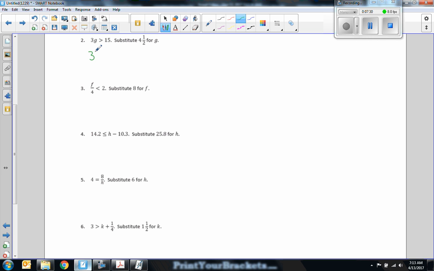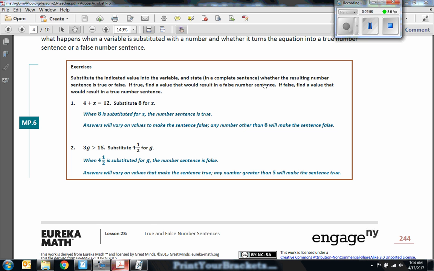Substitute in 3 parentheses, 4 and 1/2 is greater than 15. Okay, 3 times 1/2 is 3 and 1/2, so I'm going to put a 1/2 there, and I'm going to carry over the 3. 4 times 3 is 12. 12 plus 3 is 15. So 3 times 4 and 1/2 is 15 and 1/2. 15 and 1/2 is greater than 15, so that is true.